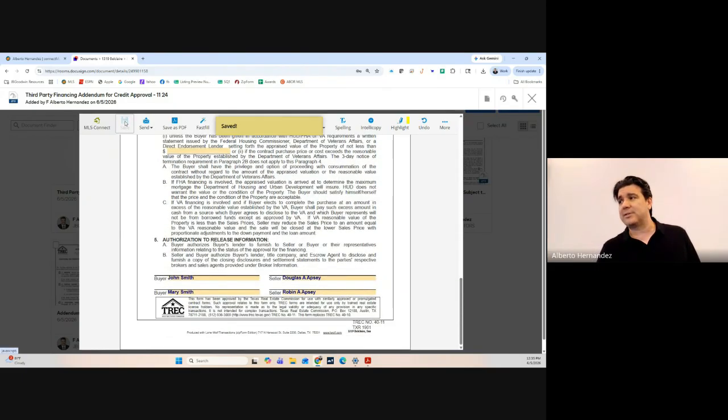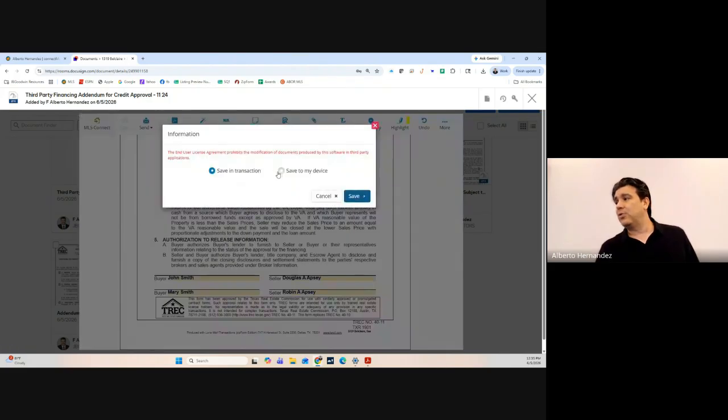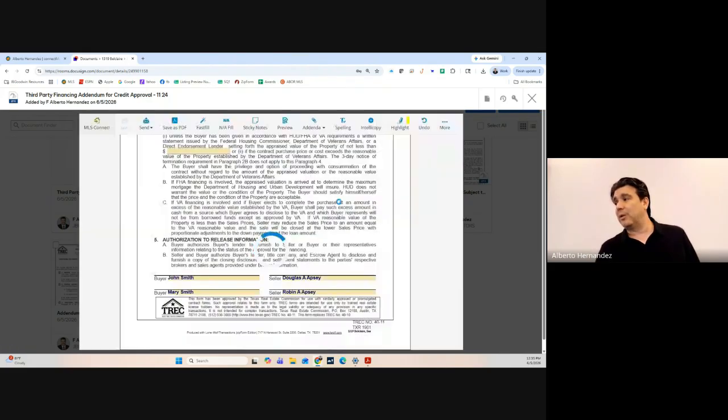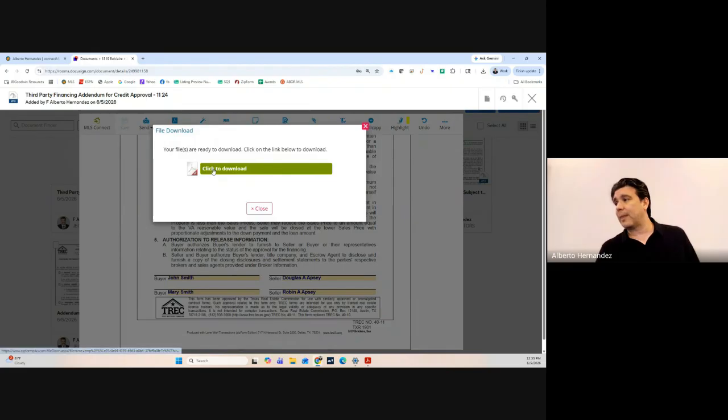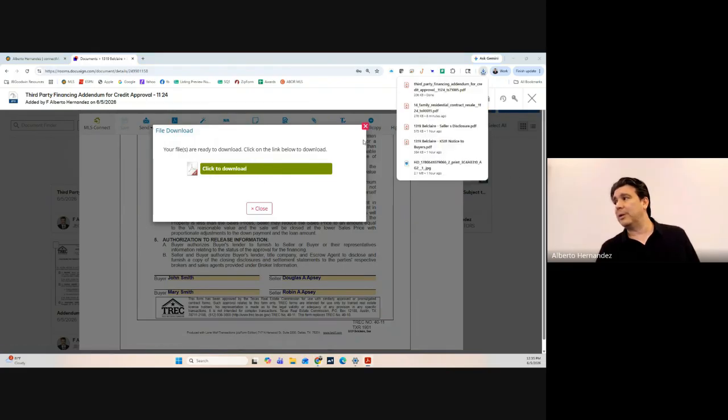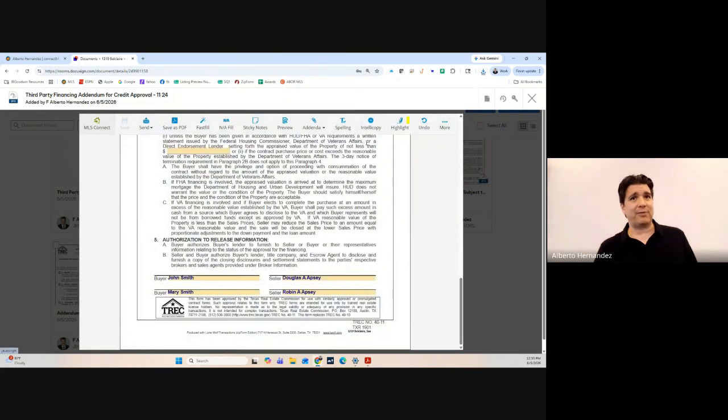Same process, save here, save as a PDF to my device so that I can upload it to an email later on to management. Click download. And that will be the last one I'll download, so that way my download folder is not full of a bunch of documents I'm never going to use.